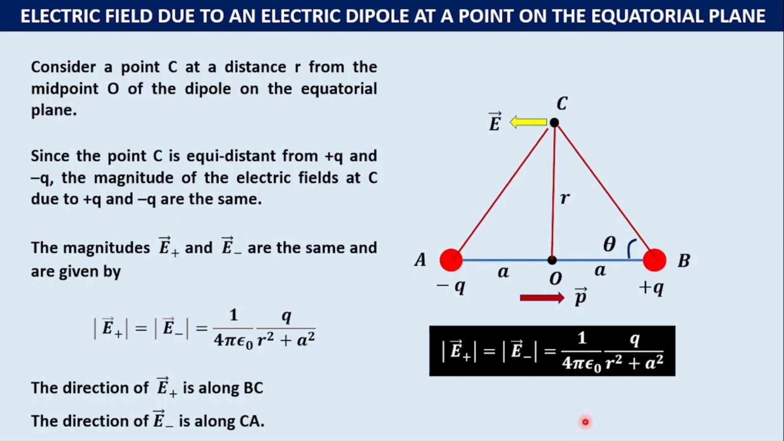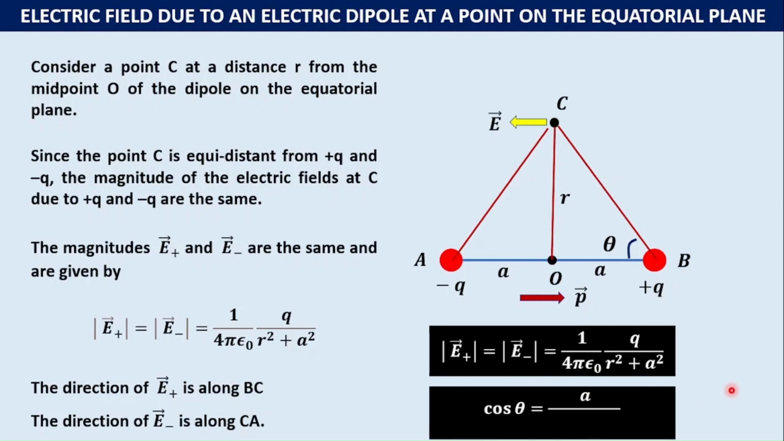So we need another term, cos theta, that is given by the formula A, that is adjacent side, divided by hypotenuse, root of R square plus A square. We are going to use this formula in our later derivation.